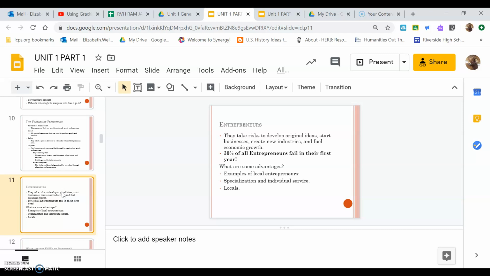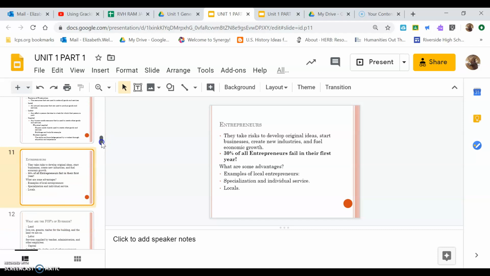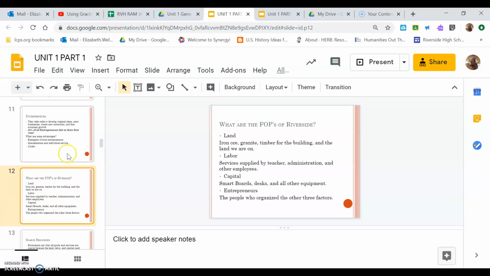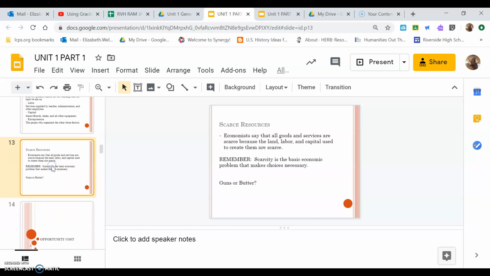And remember that 30% of all entrepreneurs do fail in their first year. Unfortunately, you are seeing this locally quite a bit because a lot of these small businesses cannot handle being shut down. I'm going to move on. You can look at that later.